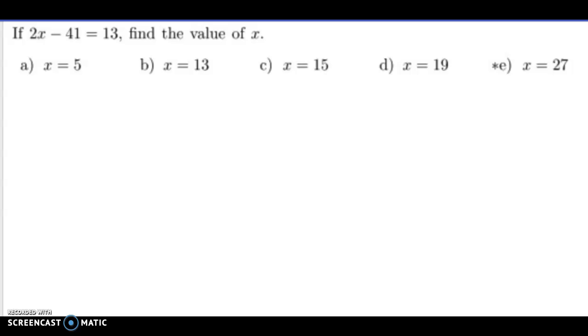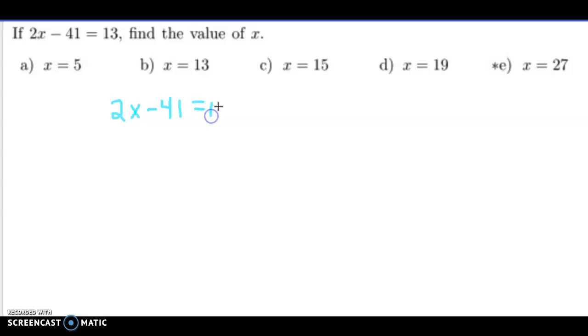Hi everybody, this is CR number 13, helper video number 4. It says if 2x minus 41 is equal to 13, find the value of x. Well, this means I'm solving. And if I'm solving, I am finding that value of x, so I need to get x by itself.